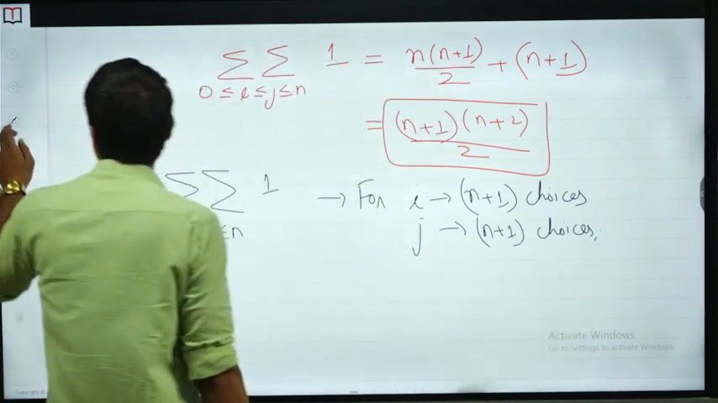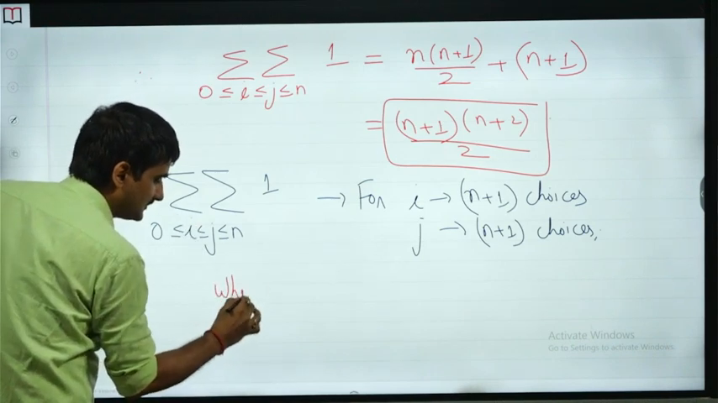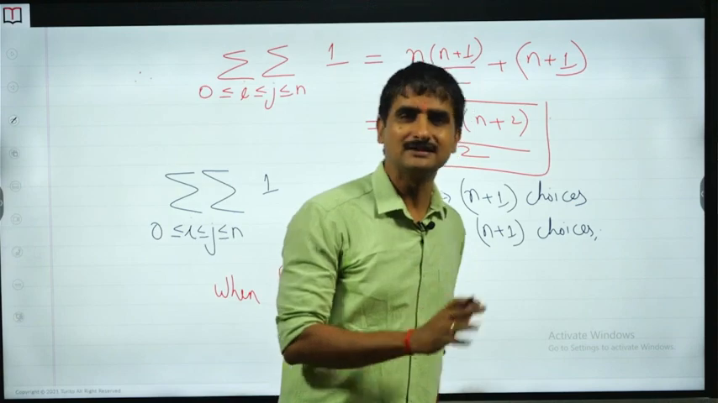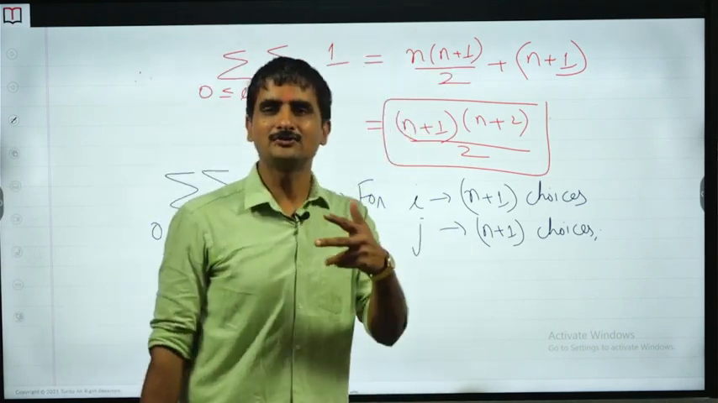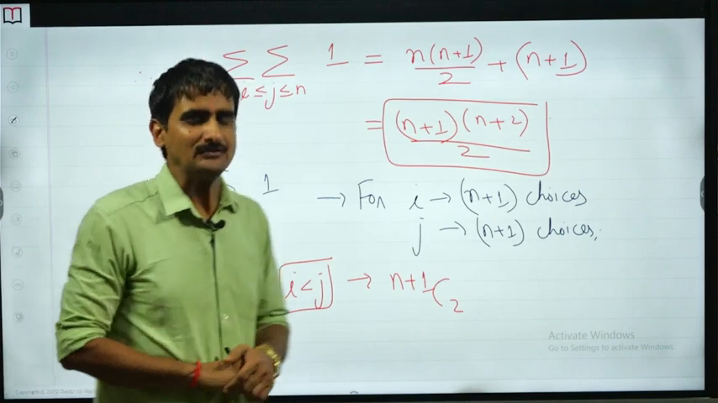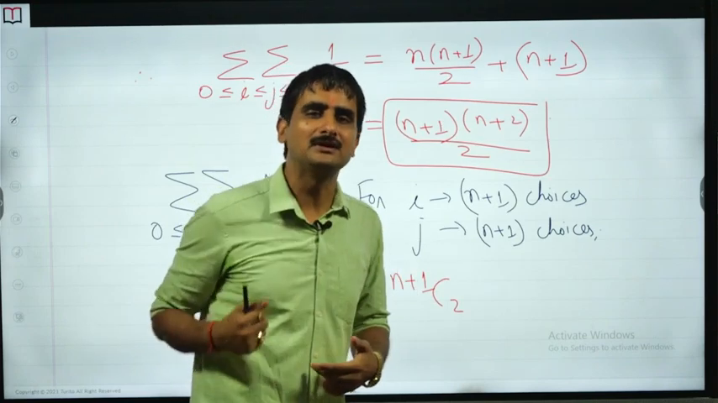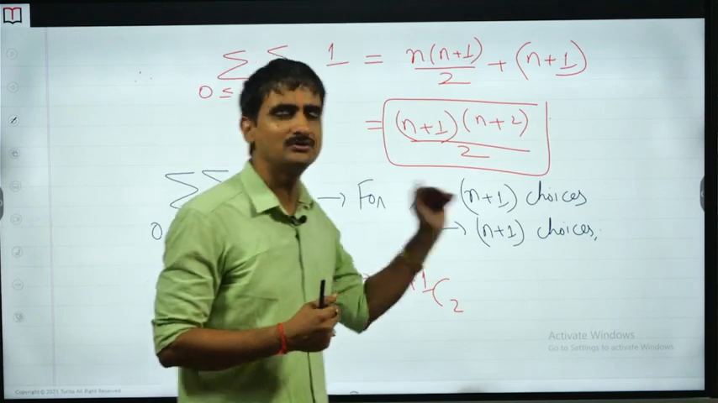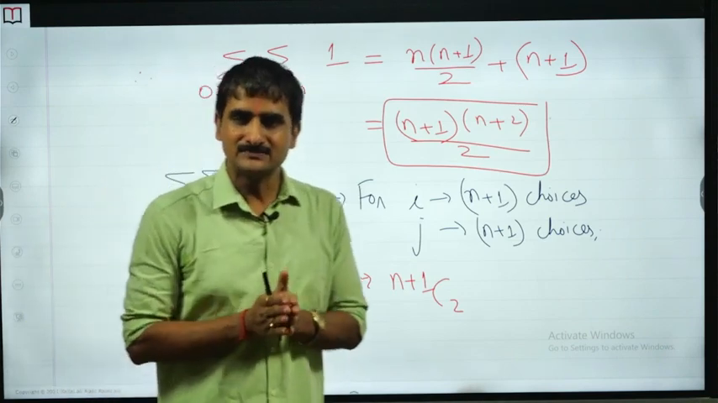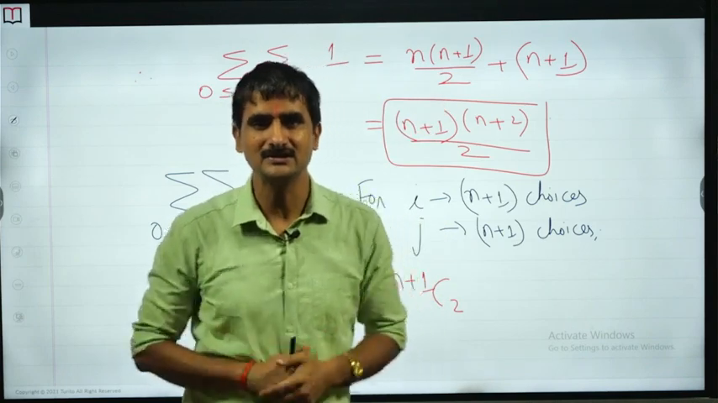Now, when i is less than j, that means out of n plus 1 you select any two. These are two variables, i and j, so in how many ways can you take two numbers such that i is less than j, where i is between 0 to n and j is between 0 to n? So there are n plus 1 C 2 ways when you pick two numbers, and one will of course be less than the other one.